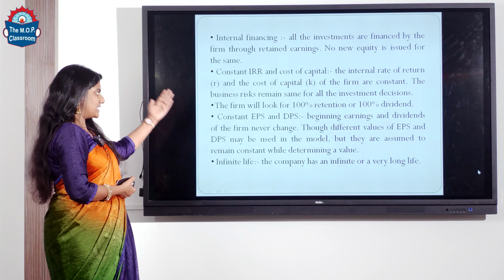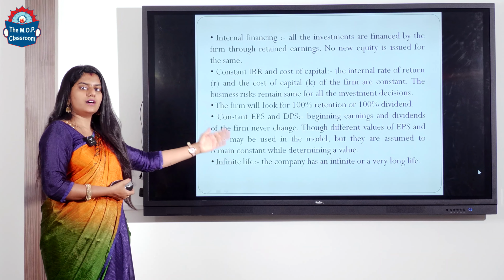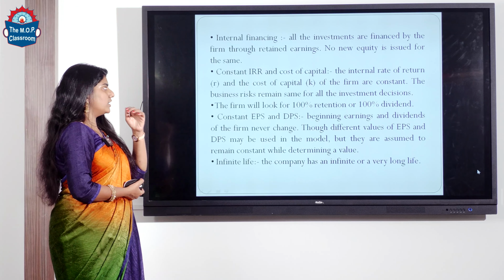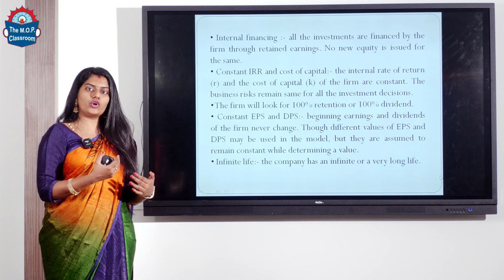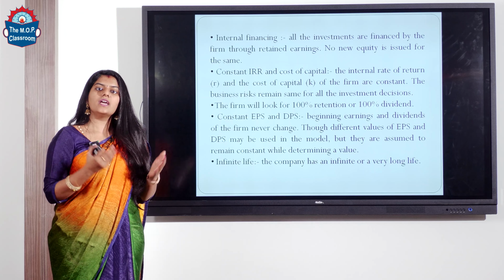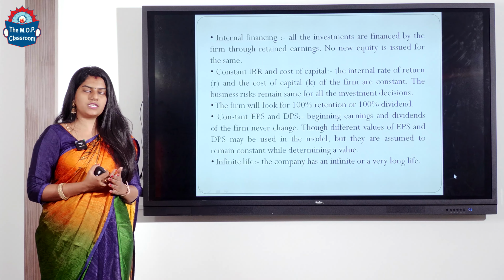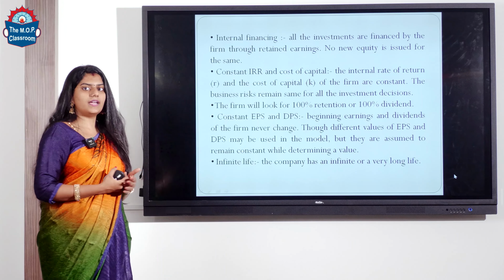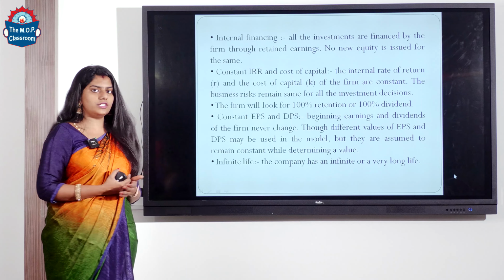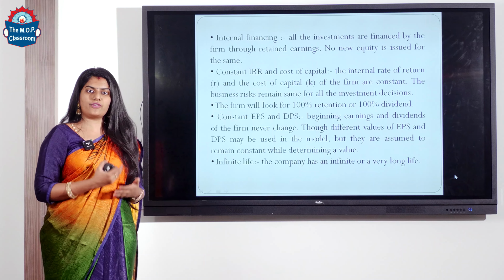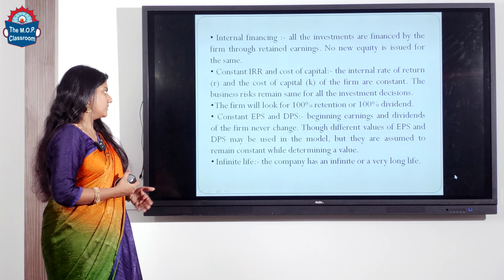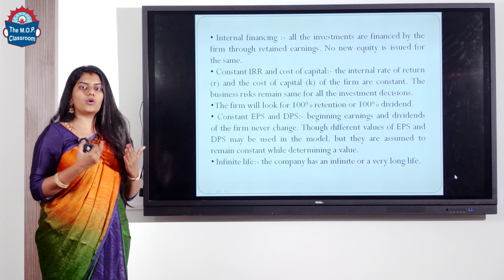Now, this is the explanation for each of the assumptions that I've given. So, internal financing. So, they are not going in for any new issue of shares. They are not going in for any new form of sources. They are only going in for their reserves and surplus. There's a constant IRR and a constant cost of capital. They assume that the returns are going to be the same. The cost of capital is also going to be the same over the years. So, which means your R and K are going to be constant.